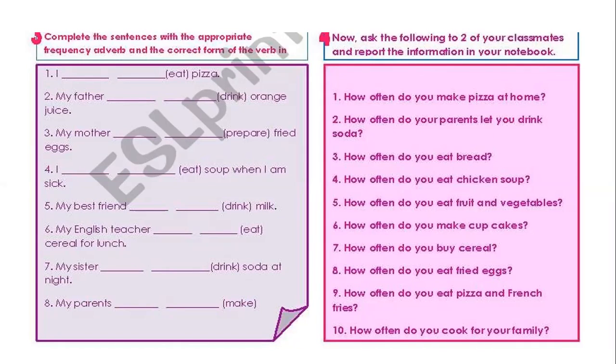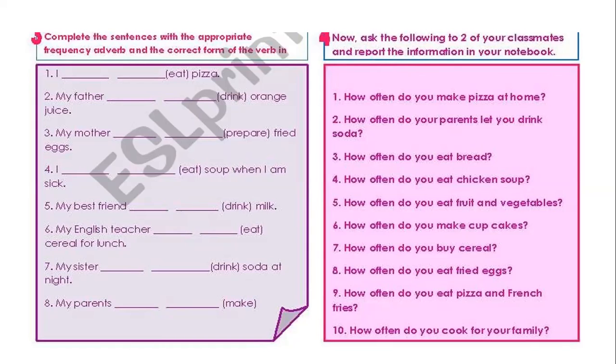The other is, how often do you eat fruit and vegetables? How often do you make cupcakes? How often do you buy cereal? How often do you eat fried eggs? How often do you eat pizza and French fries? How often do you cook for your family? So if you see, they are very easy questions, all of them related to food.